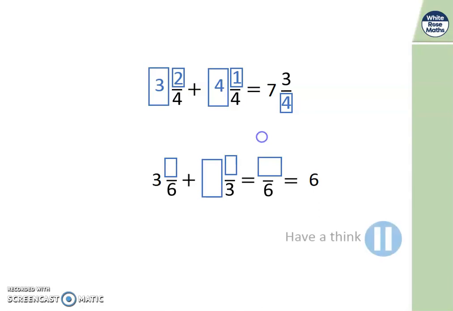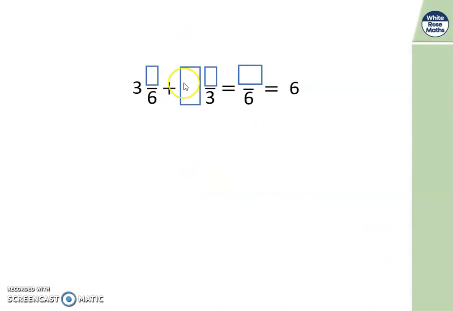Let's have a look at this one. Pause the video and have a think of how you might tackle this one. Let's have a look at it together. Now you can see here we're working in sixths, but this one is not sixths, but the others are. Now from this one I'm going to work backwards from the answer. The answer is 6 whole ones.